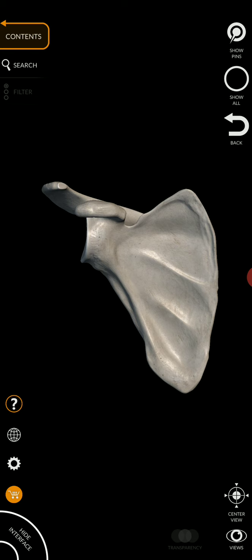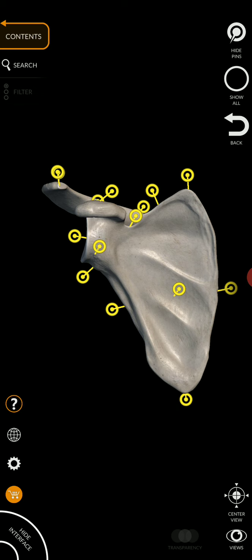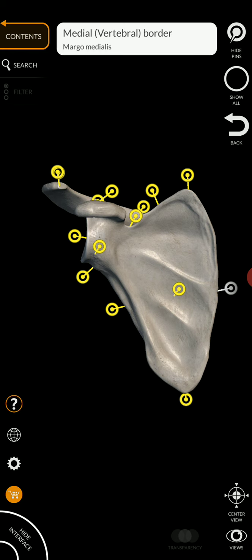Okay, looking at your study guide, what are some of the features that you have to know? All right, well, let's start with the borders. The entire medial side of the scapula is called the medial border. And then opposite of that, you have the lateral border. And then you also have the superior border. If you know your directional terminology, it is very, very easy to learn those three borders.